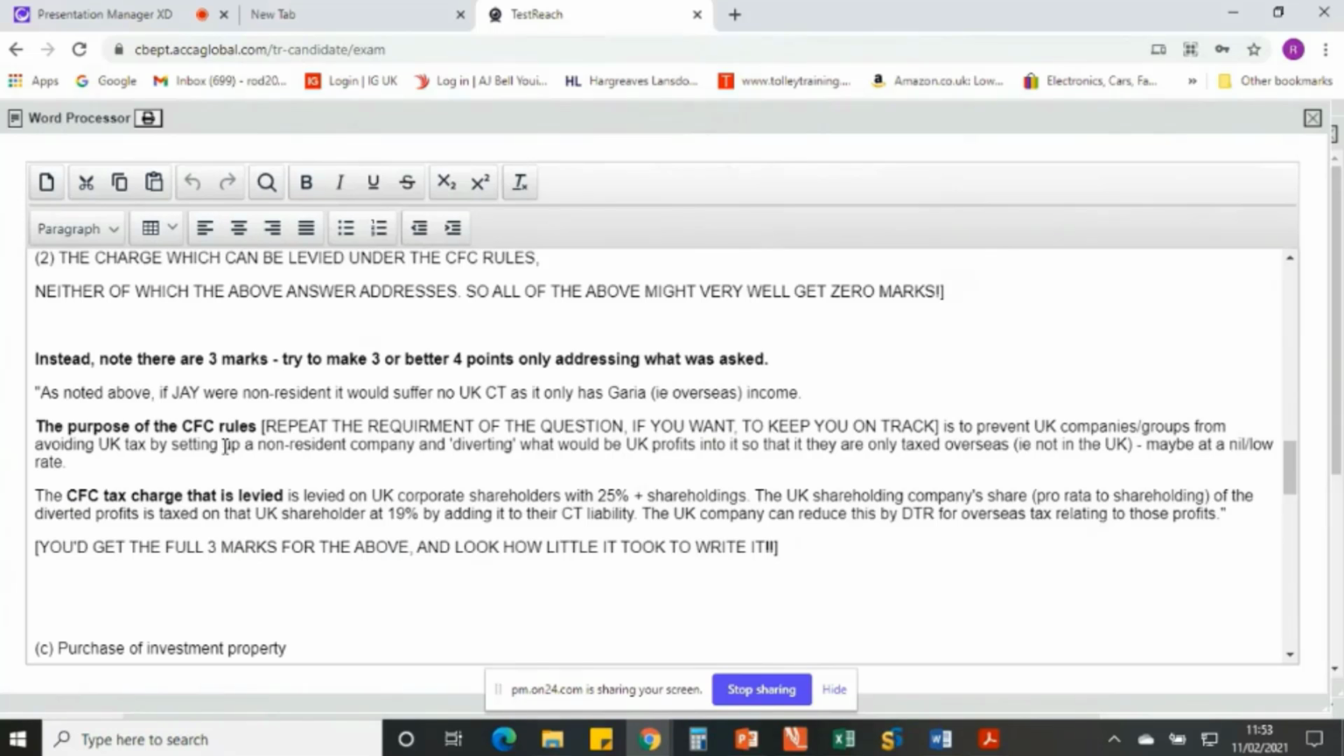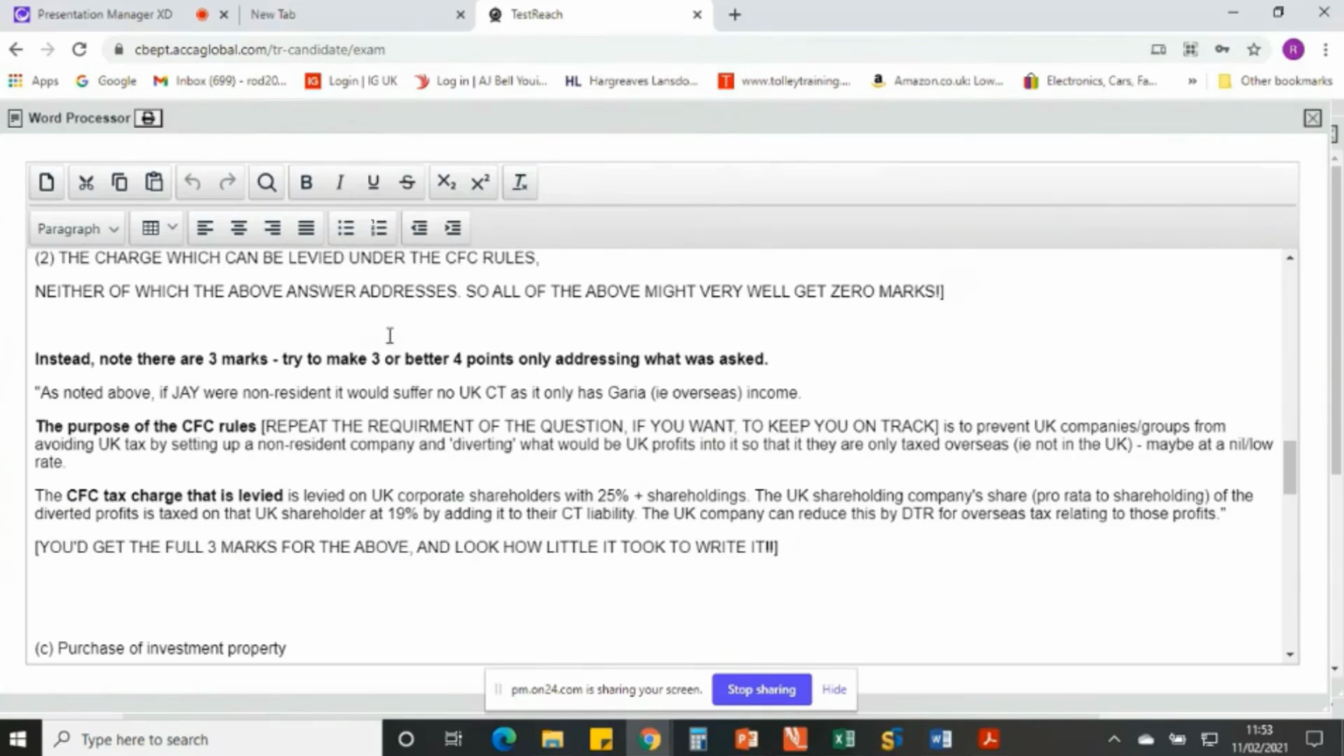But in particular, you want to make sure you address the purpose of the CFC rules and the CFC tax charge that's levied. And you pick that up from the exhibit where it spelled it out. That was exactly what you were being asked for. Okay, so that's the first part.